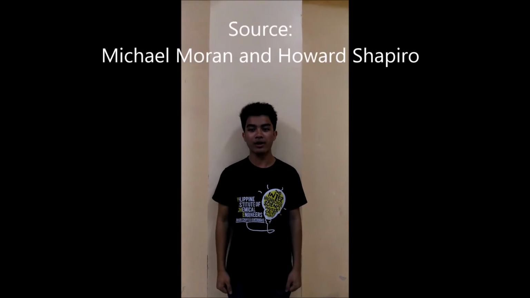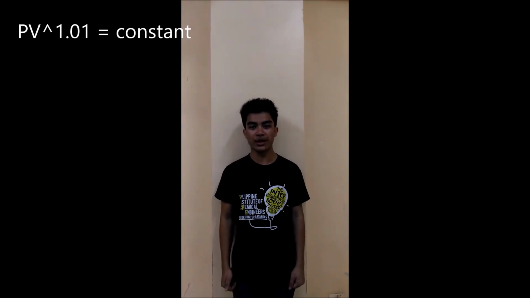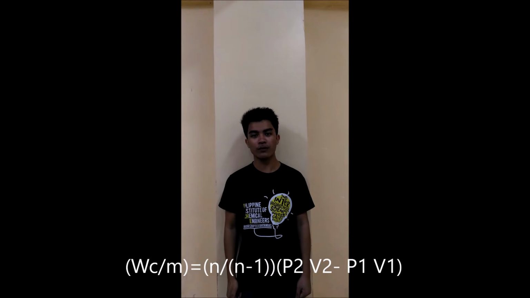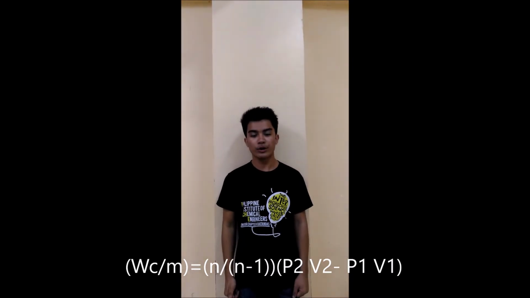The equations to be used are from Fundamentals of Engineering Thermodynamics by Michael Moran and Howard Shapiro. For the pressure-volume relationship, we have PV^1.01 = constant, where P is pressure and V is volume. And for the polytropic work equation, we have Wc/m = n/(n-1) times (P2V2 - P1V1), where Wc/m is the rate of power input per unit mass of the refrigerant flowing.